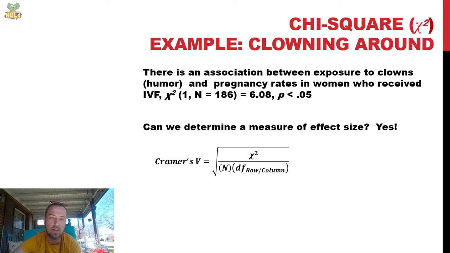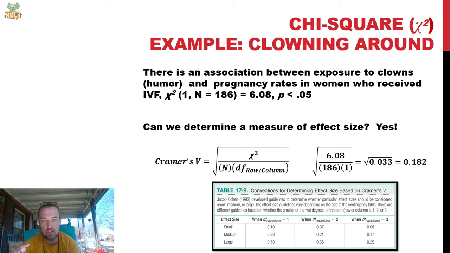Well, Cramer's V could tell us that, and it's a pretty simple formula where you simply take the chi-squared and then divide by n times the degrees of freedom for the row column. That's your degrees of freedom chi-squared, and then just take the square root of that. So for our example then, it'd be 6.08, our chi-squared, divided by the 186 total times the degrees of freedom of 1. Take the square root of that, and we end up with 0.182. Cramer also then gives us conventions for cutoffs there. So when our degrees of freedom is 1, so that's the first column, we see that a small effect size is above 0.1, so between 0.1 and 0.3, which means that our effect here is a medium effect size.